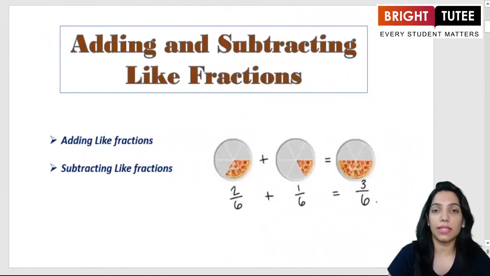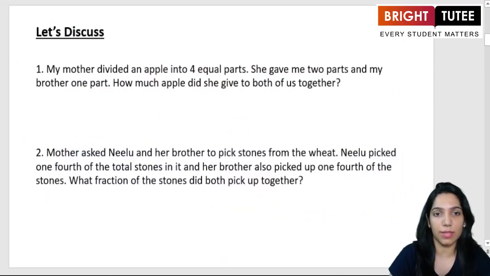So let's begin this lesson by first discussing some of the questions. Here it says in question number 1 that my mother divided an apple into 4 equal parts. She gave me 2 parts and my brother 1 part. How much apple did she give to both of us together? So let's try this question by making a drawing.